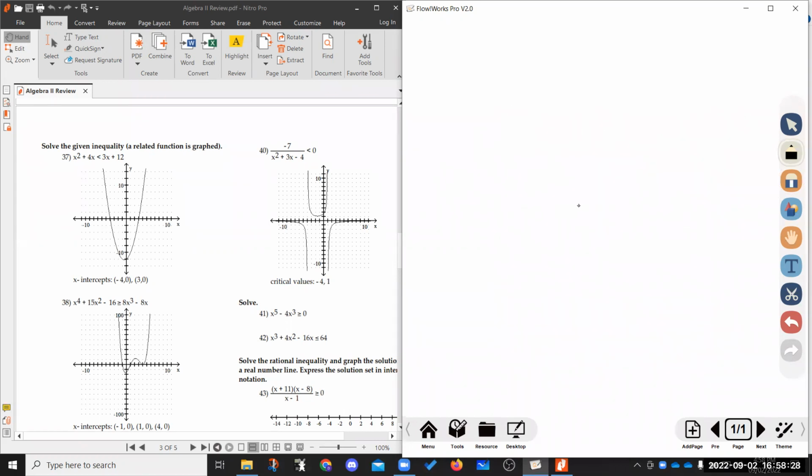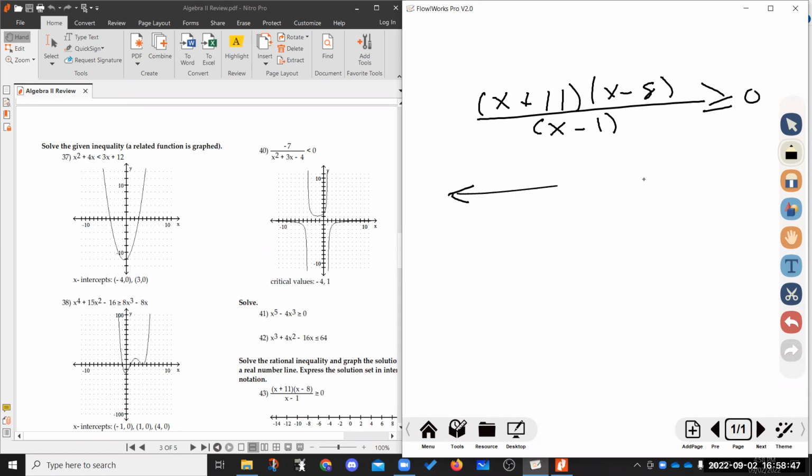I solve the rational inequality and graph the solution on a real number line. Express the solution set in interval notation. That's what we've been doing. So x plus 11 times x minus 8 in the numerator, x minus 1 in the denominator, greater than or equal to 0.